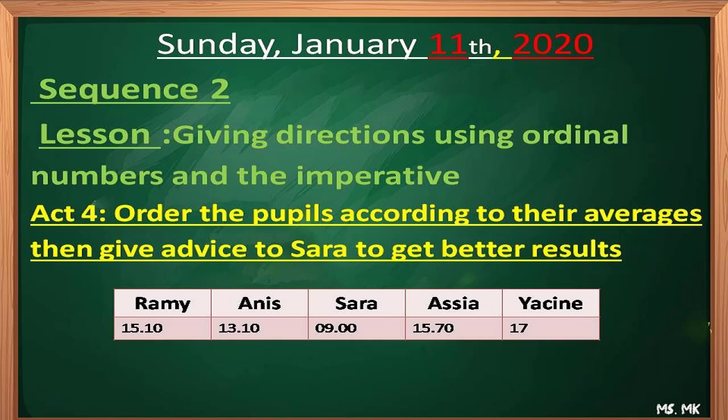pupils creative. Here I drew a table of 5 pupils, and I have introduced averages, each pupil with his or her average. Then I asked my pupils to order the pupils according to the averages from 1 to 5, and of course they're going to give a piece of advice to Sarah, who has got 9, to get better results.